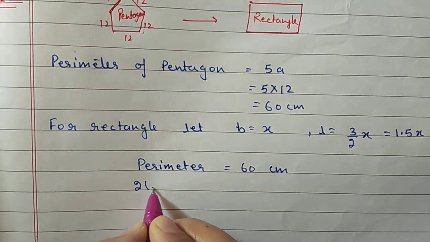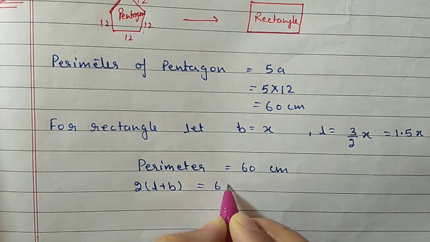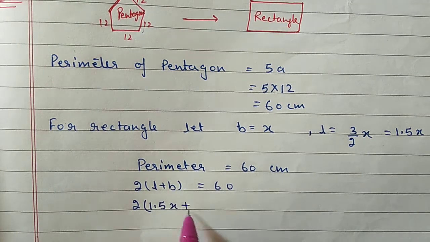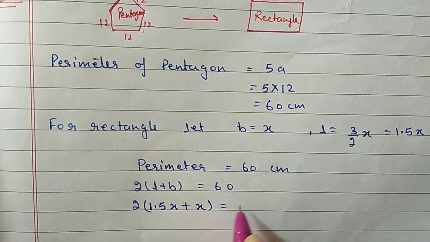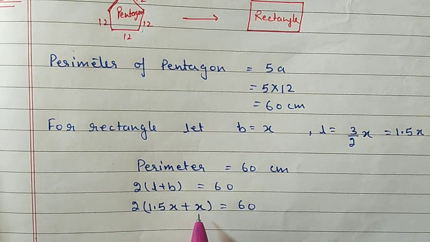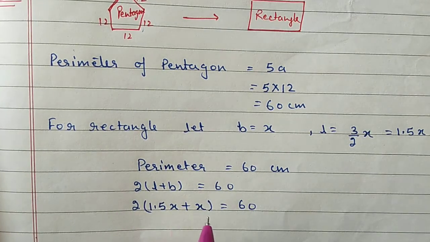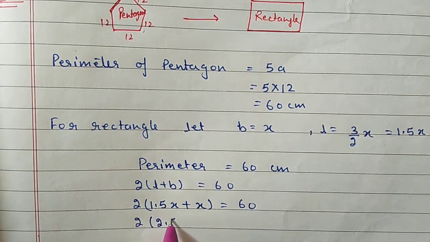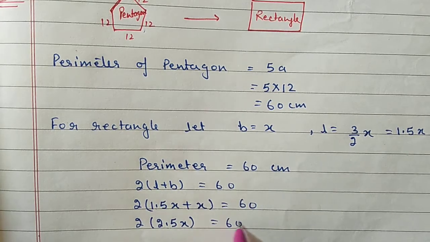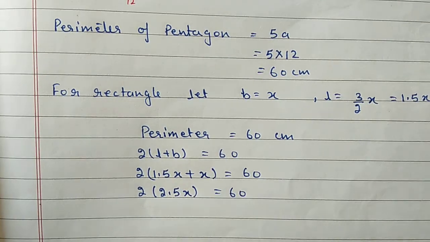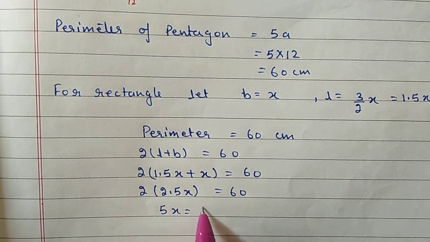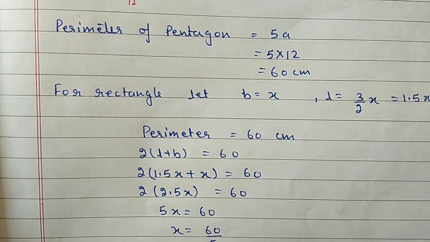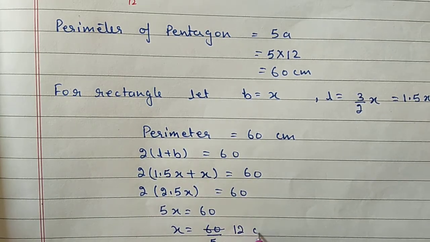Perimeter formula is 2(l plus b) is equal to 60, and length we have taken 1.5x and breadth is x is equal to 60. So 1.5 plus 1, if there is no number means 1 is there. 1.5x plus 1x will become 2.5x is equal to 60, and 2 into 2.5 will become 5. 5x is equal to 60. So x is equal to 60 by 5.